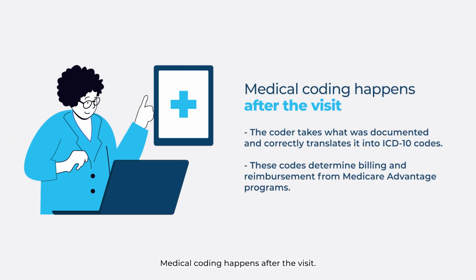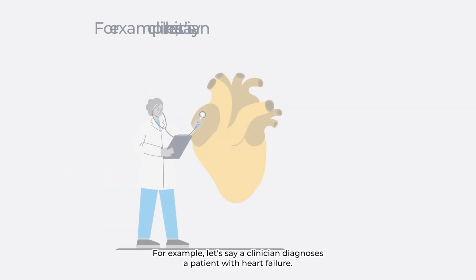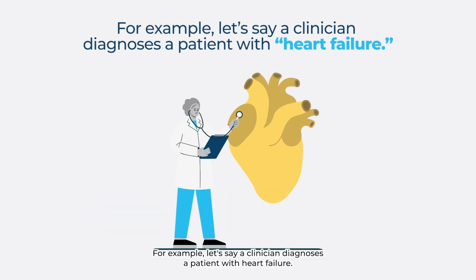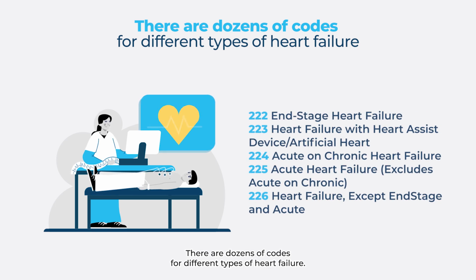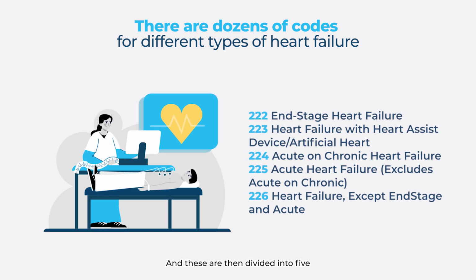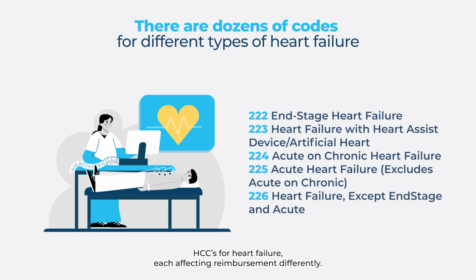Medical coding happens after the visit. The coder takes what was documented and correctly translates it into ICD-10 codes. These codes determine billing and reimbursement from Medicare Advantage programs. For example, let's say a clinician diagnoses a patient with heart failure. That sounds straightforward, right? Not exactly. There are dozens of codes for different types of heart failure, and these are then divided into 5 HCCs for heart failure, each affecting reimbursement differently.